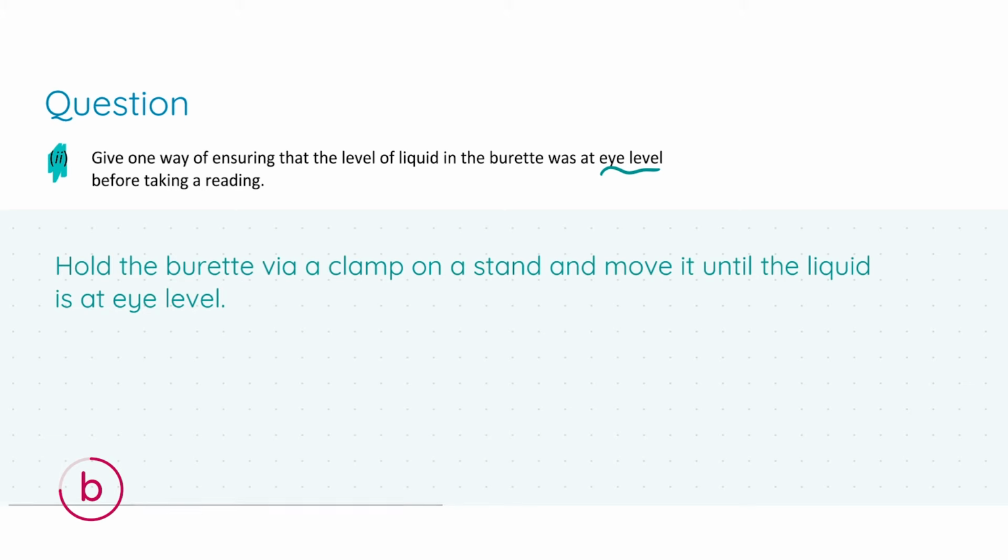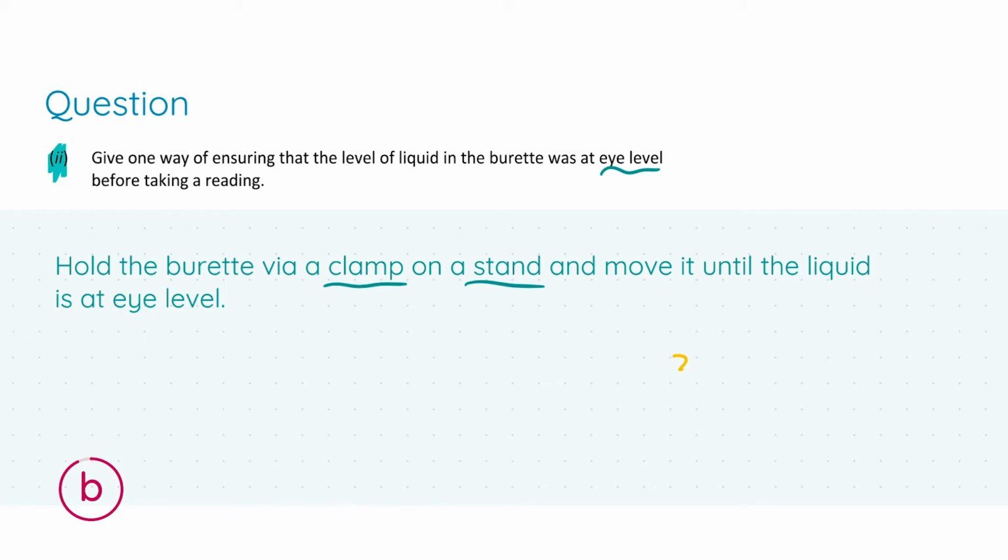One method of ensuring that the level of liquid was at eye level is holding the burette via a clamp on a stand, and moving it until the liquid is at eye level. Using that clamp or stand to move the burette until the liquid is at eye level will allow you to get a more accurate reading. Another way you could do this is by placing the burette on a stand and crouching down to reach the level it's at, or if you have to, going on a footstool to get a little higher up. Any of those are completely acceptable answers. The buzzwords they're looking for are clamp or stand, or crouching down to see it, or standing on a wee footstool to see it. Any of those are completely acceptable in this case.